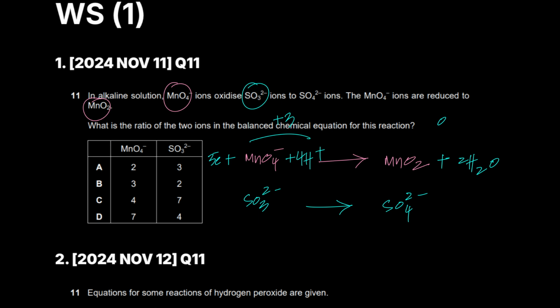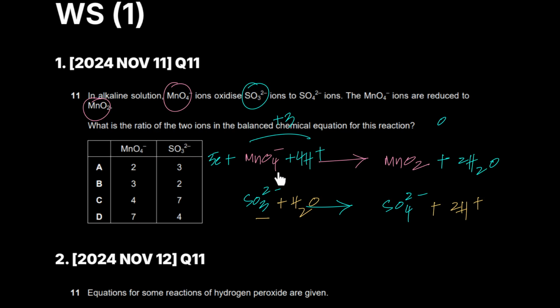Next, SO3 2 minus to SO4 2 minus. How do you do this? Well, again, write the H2Os on the more deficient side. Here you have 3 O's, here you have 4 O's, so add H2O to balance out the O. Now you have 4 O's. Now in order to balance out the H's, we write the hydrogen ions on the deficient side. So here you have 2 H's, write the hydrogens on the deficient side, which is right here. So 2 hydrogens. Then balance out the charges.